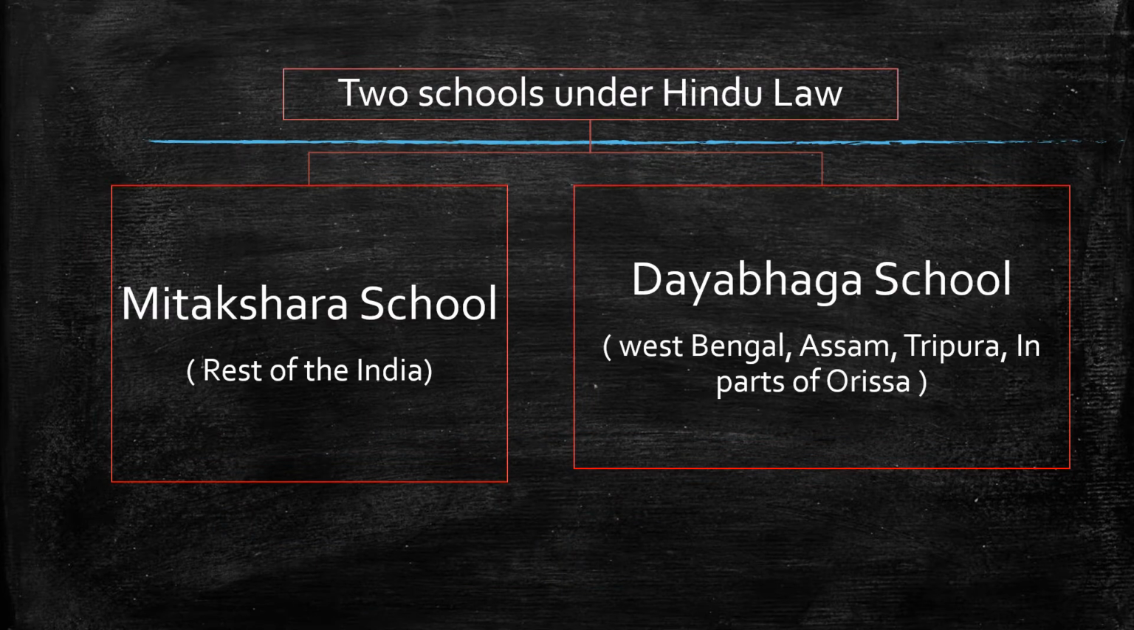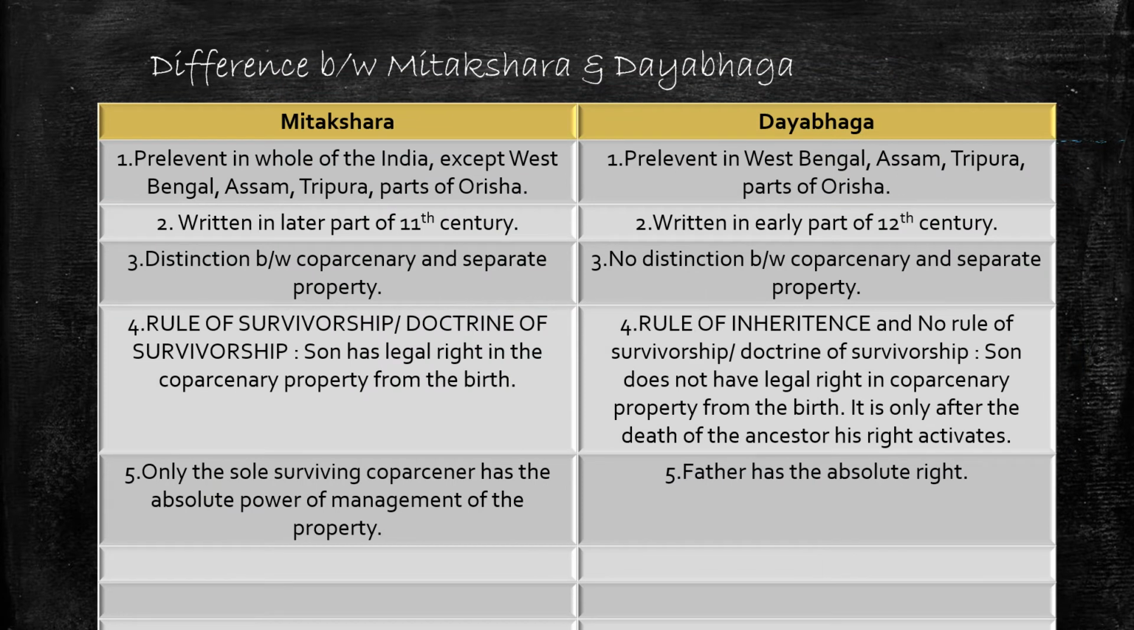Under Hindu law, there are two schools. First, Mitakshara school and the second is Dayabhaga school. Now let's discuss the differences between Mitakshara and Dayabhaga school. The very first difference is that Mitakshara is prevalent in whole of India except West Bengal, Assam, Tripura and the parts of Odisha, whereas Dayabhaga is prevalent in West Bengal, Assam, Tripura and parts of Odisha.